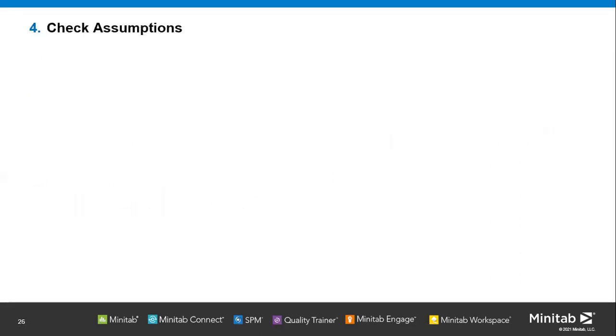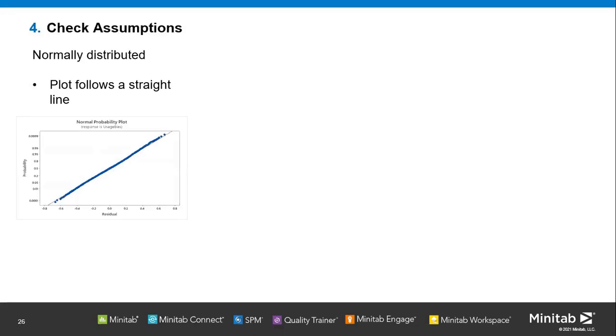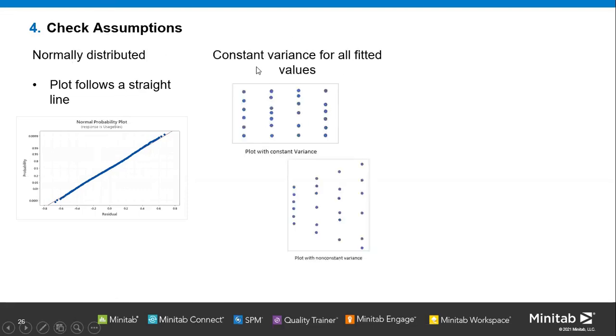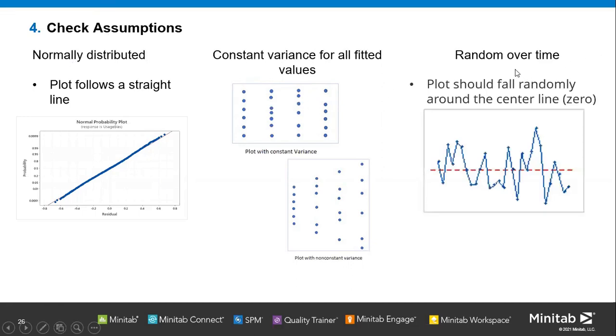The next step is to check assumptions. Because regression is a statistical model, you need to check your assumptions. We need to check whether the residual is normal. You can see whether the residuals follow a straight line, so we consider that normally distributed. The second one is to assess whether there is constant variance across the fitted values. The third one is to see whether the residuals are random over time. Is the plot randomly scattered around the center line of zero?